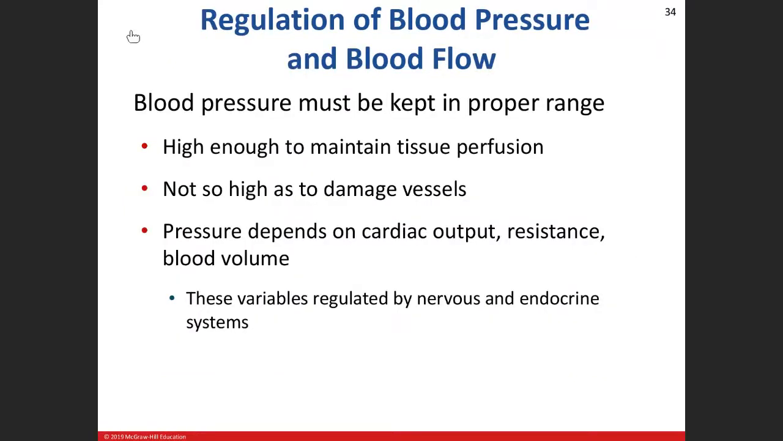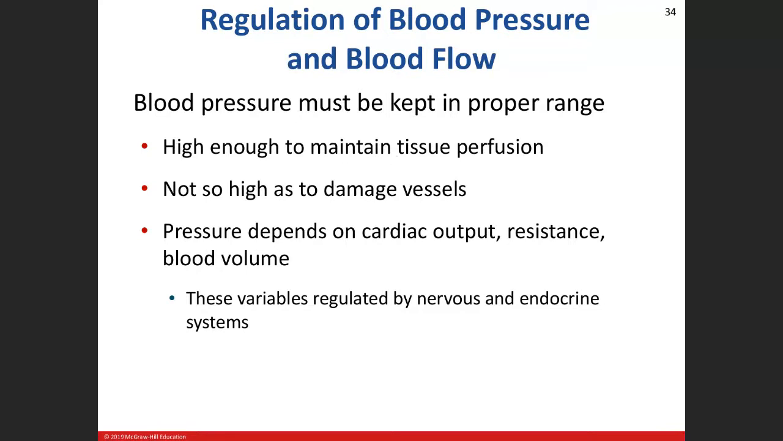Okay, so let's jump into how we regulate blood pressure and blood flow. We're going to talk about that. And here's the beautiful part: you already know a lot about what I'm going to talk about here, because we talked about it when we talked about the heart in chapter 19.